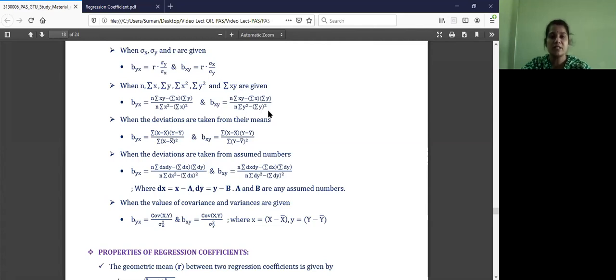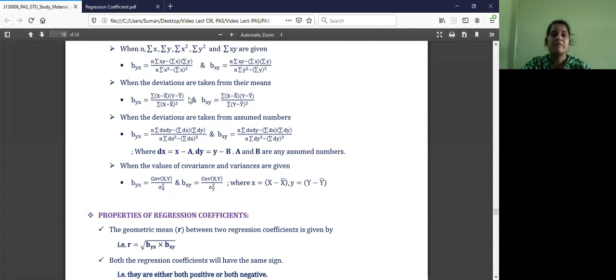So next is when the deviations are taken from their means, that means x bar and y bar, and x bar and y bar are the actual means. So the regression coefficient byx is equal to summation x minus x bar into y minus y bar, divided by, what do we write? y on x, so x is the last variable. So in the denominator we write summation x minus x bar whole square.